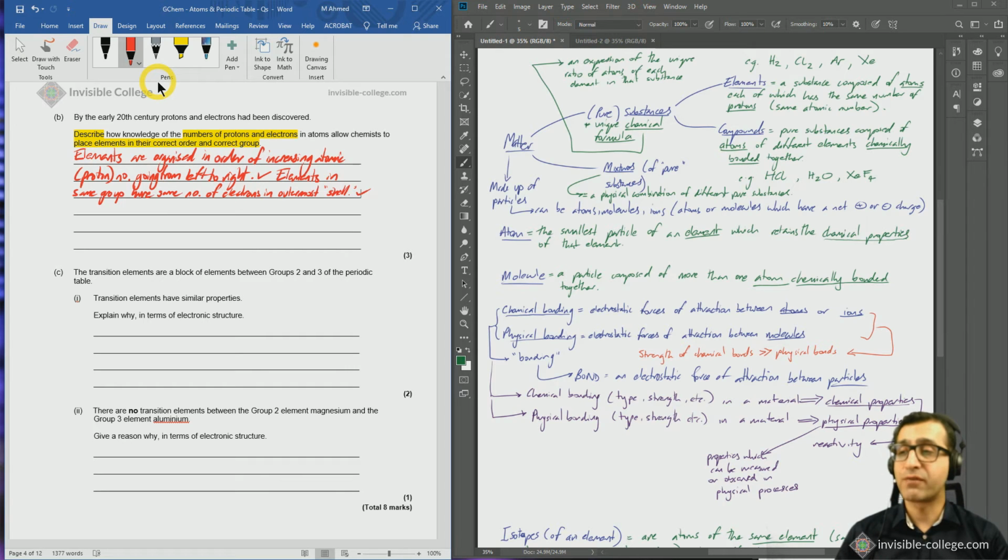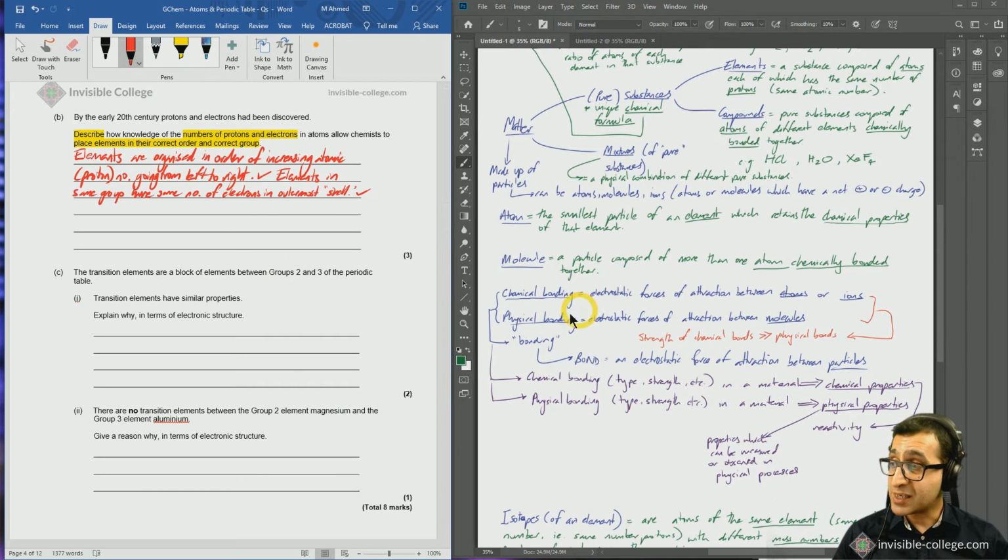There must be something else which you need to say here. Now again, think about how the elements were organized originally before we knew anything about protons or electrons. Well, they were organized by Mendeleev in terms of their physical and their chemical properties. Physical properties are based upon physical bonding, but chemical properties, the chemical reactivity, is based upon chemical bonding.